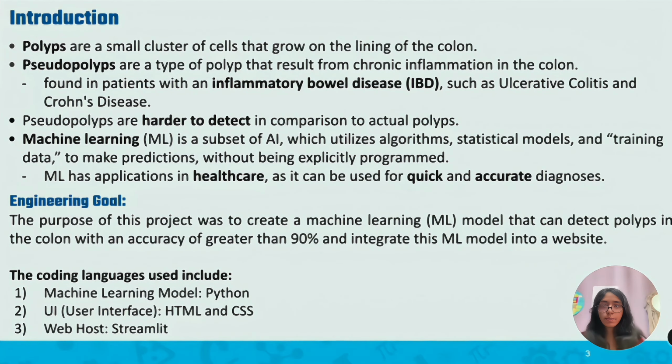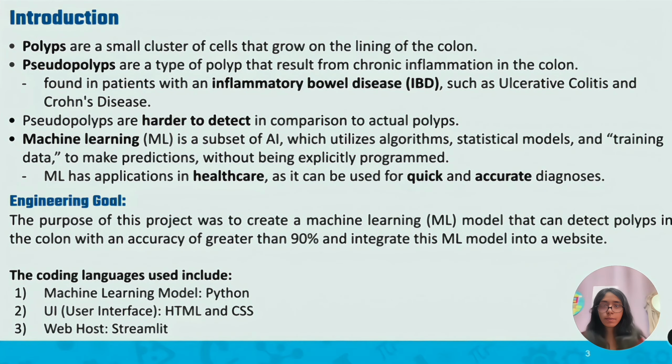If a polyp is cancerous, it can lead to death, and if there's a pseudopolyp and it's not detected early, then the patient could be stuck with lifelong symptoms of IBD, such as diarrhea, fatigue, severe abdominal pain, and many other symptoms. And as pseudopolyps are often hard to detect in comparison to actual polyps, and actual polyps themselves are even harder to detect, with only around 32% of polyps being detected during colonoscopies, it's really difficult if these patients get late diagnoses, as it could severely affect the outcome.